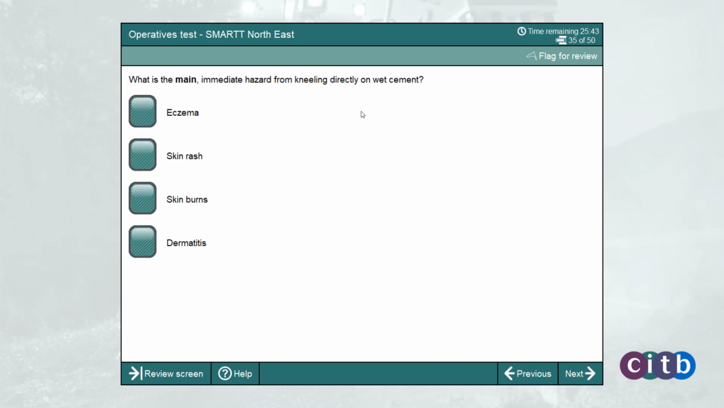What is the main immediate hazard from kneeling directly on wet cement? Eczema, skin rash, skin burns, dermatitis.